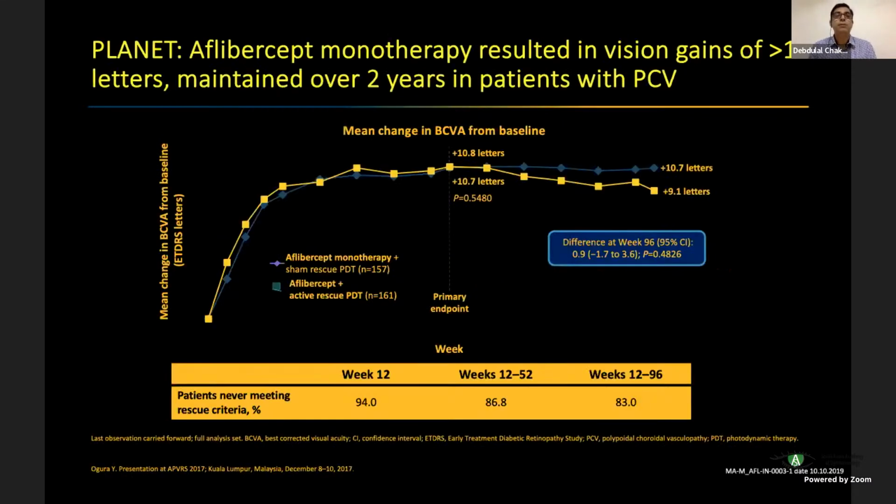And we talk about the PLANET study. Aflibercept monotherapy was something that really resulted in good improvement of vision. And what's even more important is that 83% of these patients basically could do without rescue PDT. So that was something that really held hope for a lot of patients.